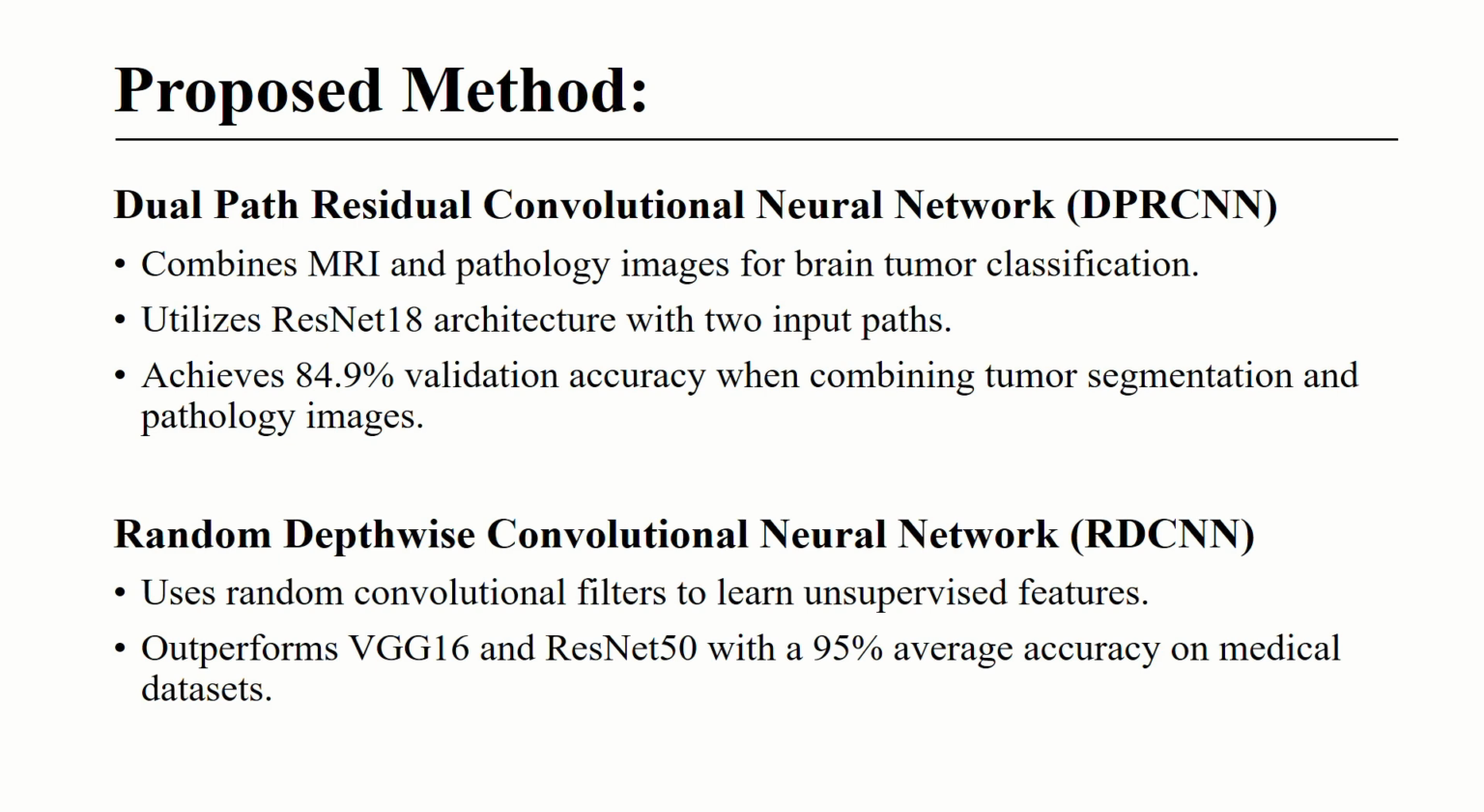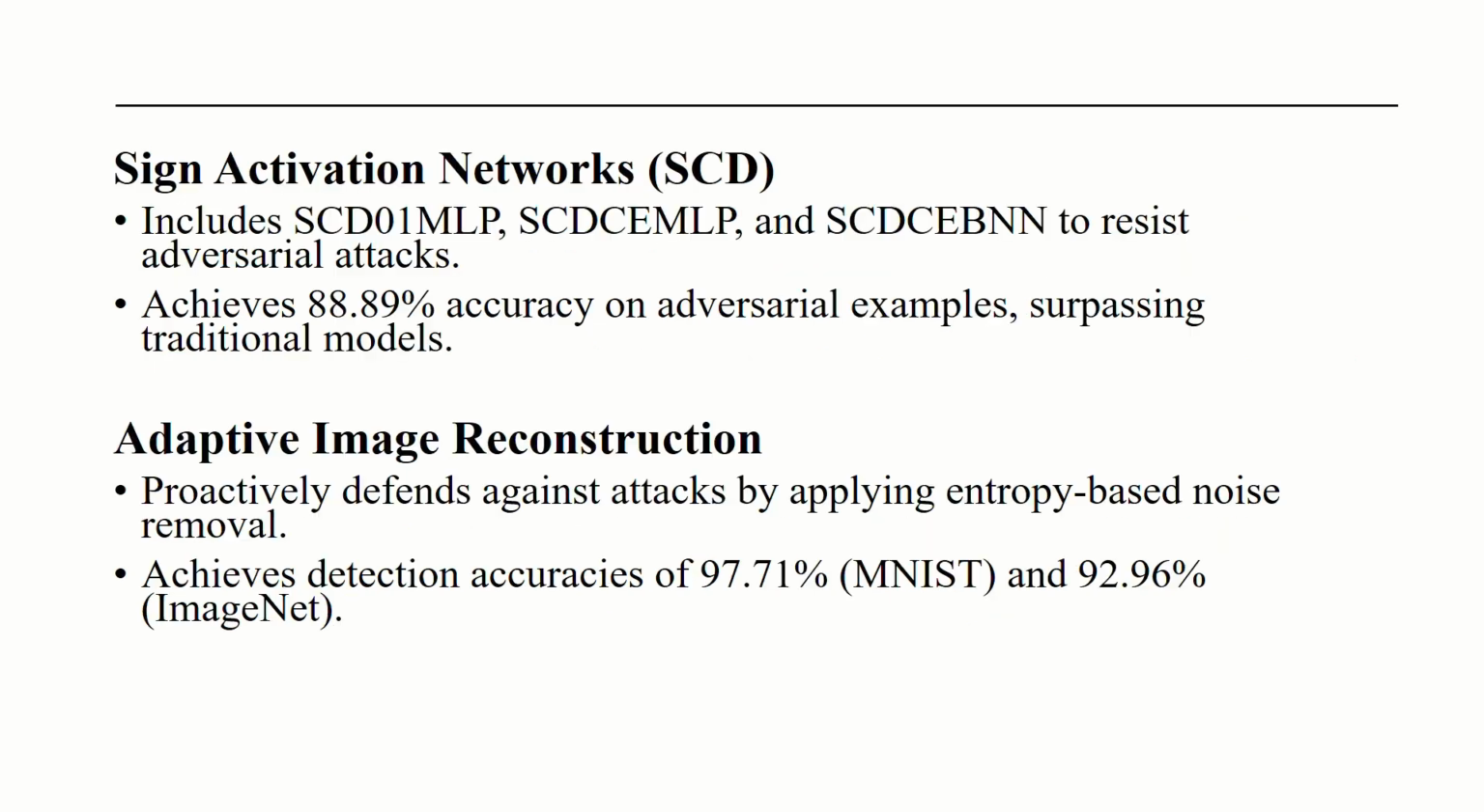So the next method is random depth-wise convolution neural network. It uses random convolution filters to learn unsupervised features. This outperformed ResNet with a 95% average accuracy on medical databases. Our main focus is on SCD due to its accuracy and robust works.